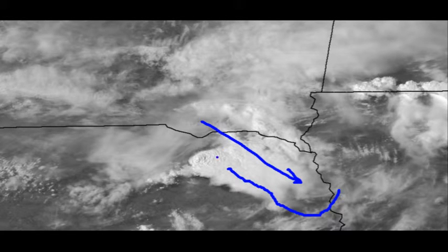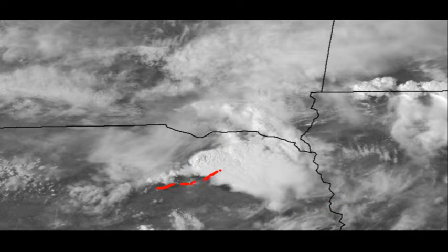And we can see a new cell propagation down the line. This is the flanking line. Here's a bit of overshoot. So if you're chasing, this is about where you want to be, right under there.